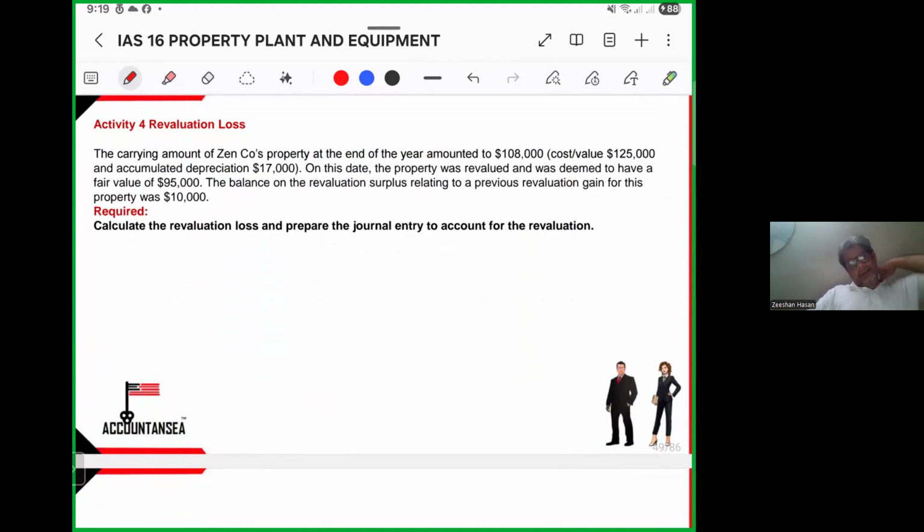Now we have the activity. The carrying amount of Zen company property at the end of the year amounted to 108,000. Cost value 125,000 and accumulated depreciation 17,000. On this date, the property was revalued and was deemed to have a fair value of 95,000. The balance on the revaluation surplus relating to the previous revaluation gain for this property was 10,000. So calculate the revaluation loss and prepare the journal entry to account for the revaluation.